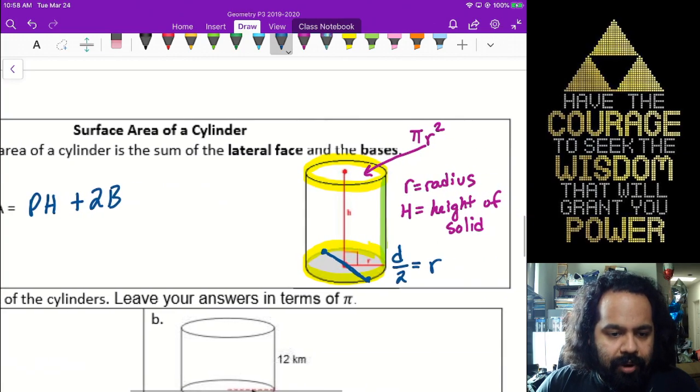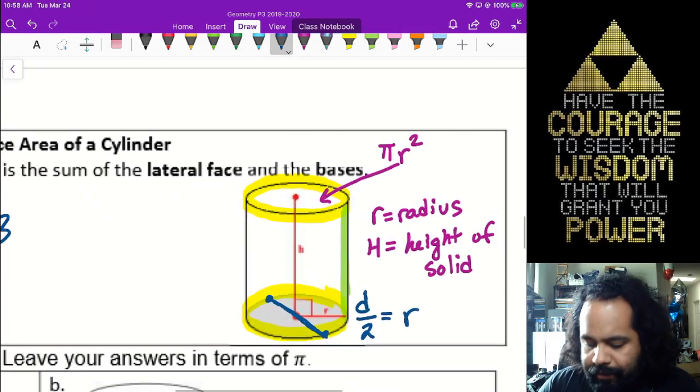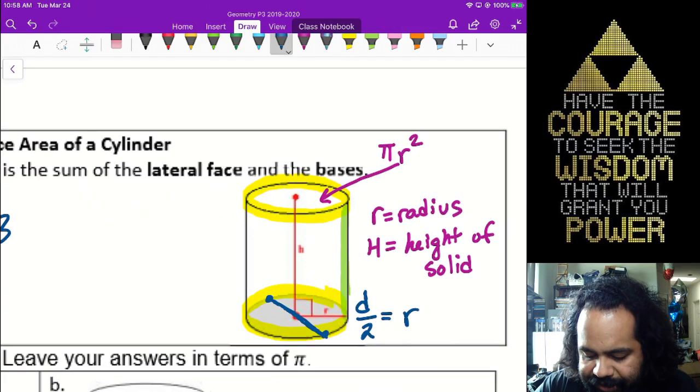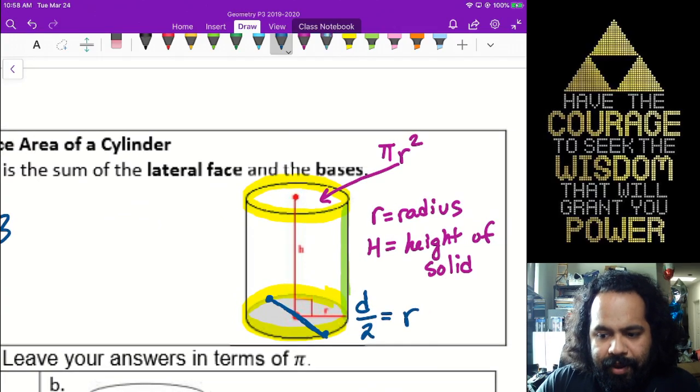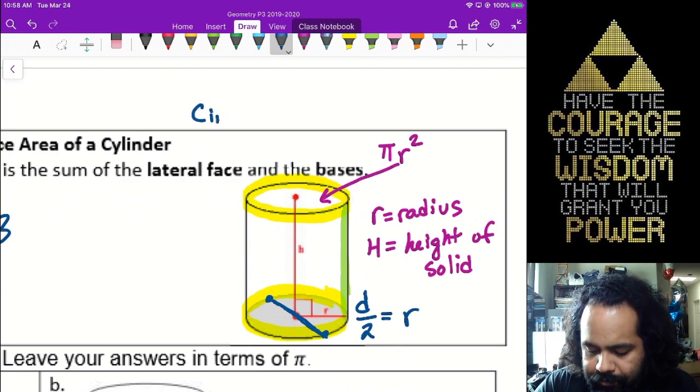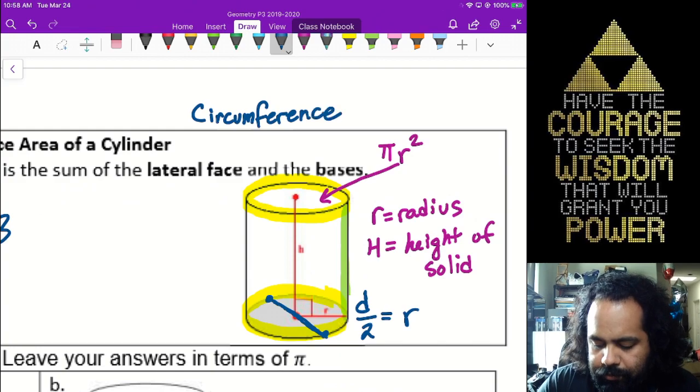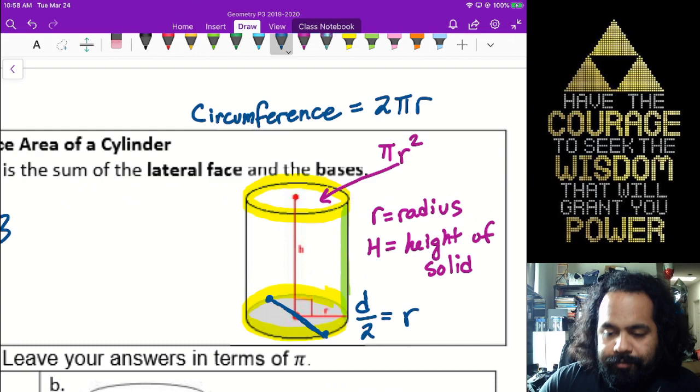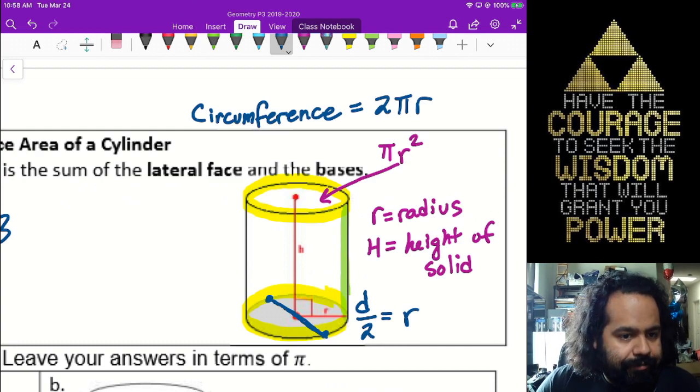So yeah, the perimeter of a circle, that's another thing we didn't get to talk about. The circumference is the name of the perimeter of a circle. And that circumference formula is just 2 pi r. 2 pi times the radius.